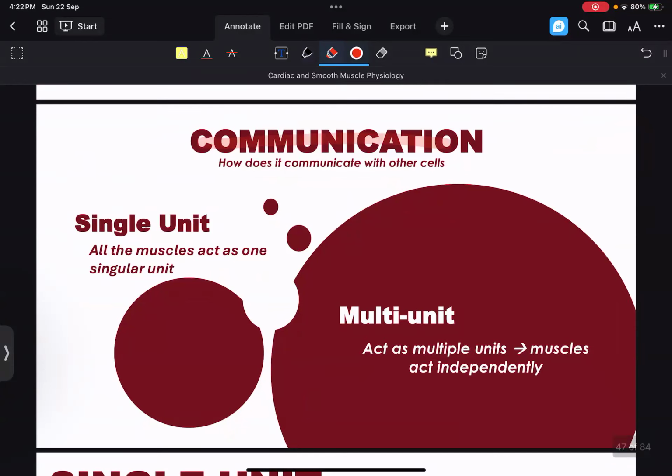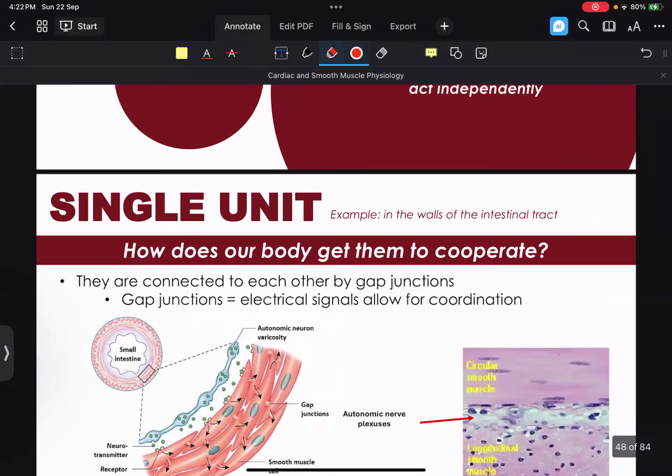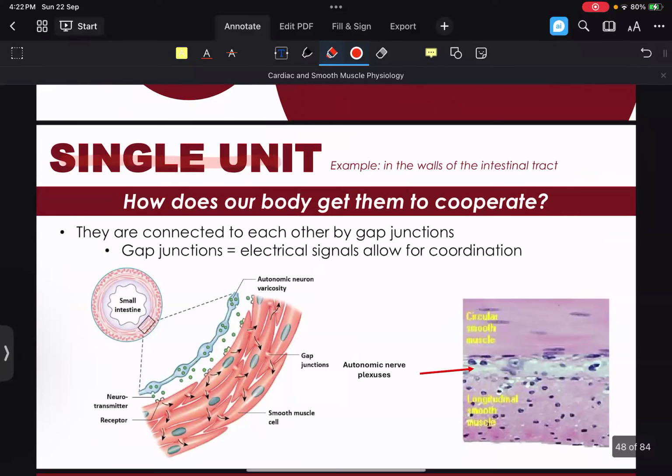Moving on, communication styles. Your cells are either going to communicate as a single unit or they're going to act as multi-units. What does that mean? Single unit can typically be seen in the walls of the intestinal tract. And how exactly do we get the intestinal tract to act as a single unit?